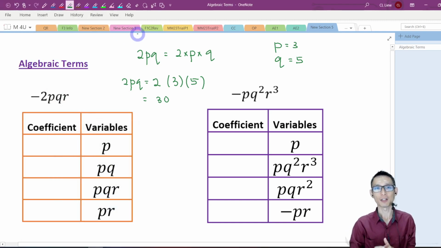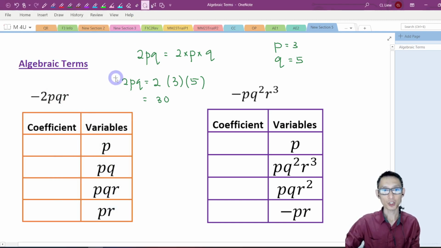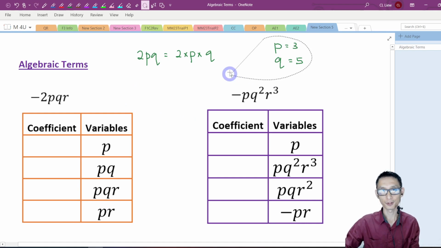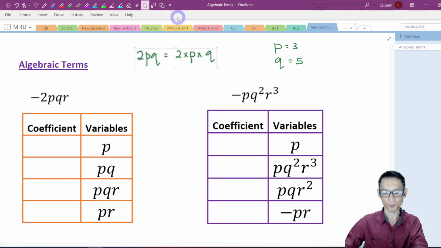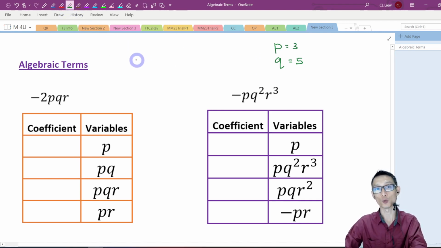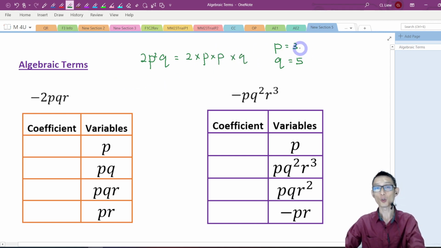Okay, so now let me change the question a little bit. Let me keep the values of p and q. This time instead of 2pq, I'm going to make it 2p square q. Okay, what does this mean? It means 2 times p times p times q. So if the question tells you p is equal to 3, q is equal to 5, what is the value of 2p square q?